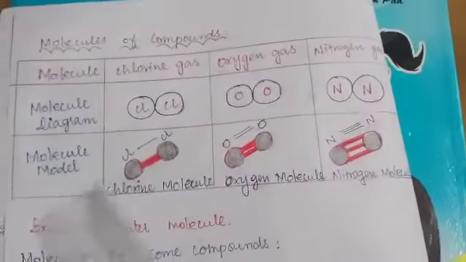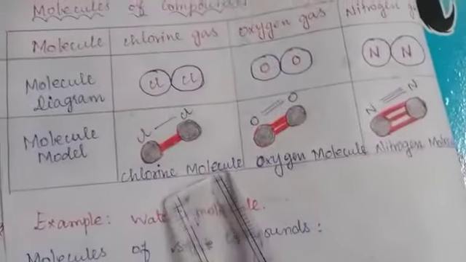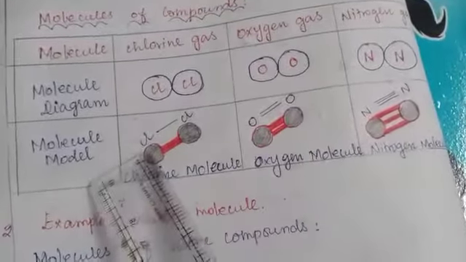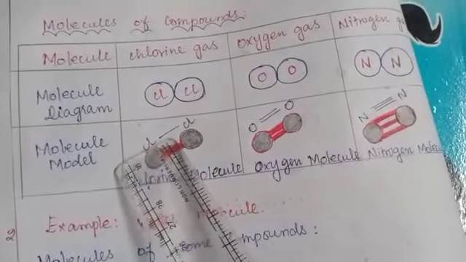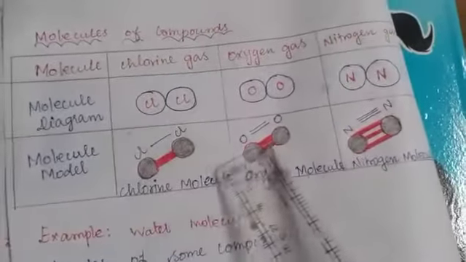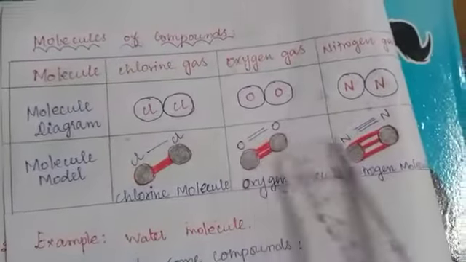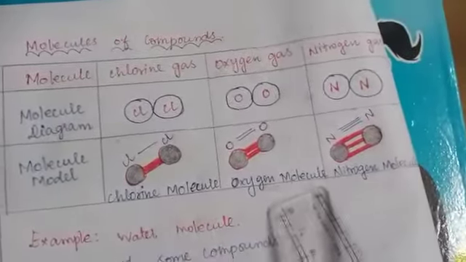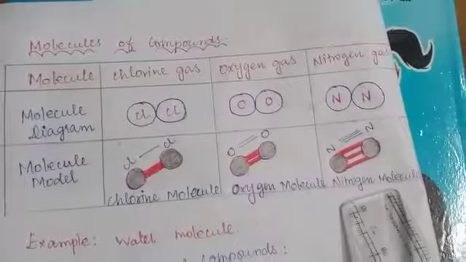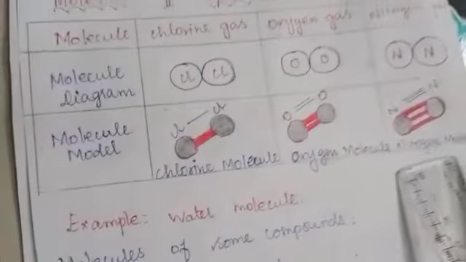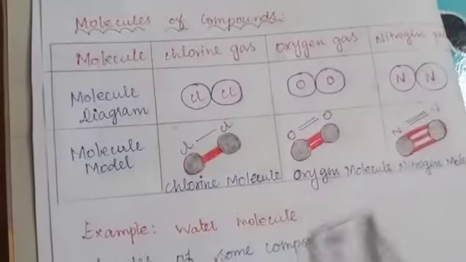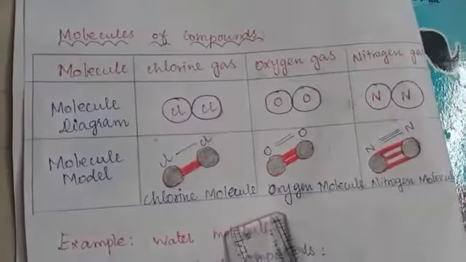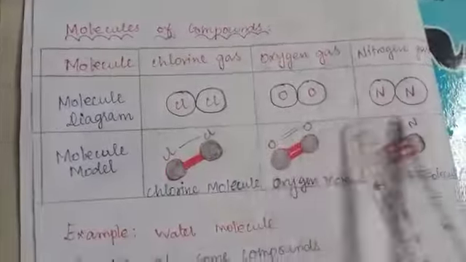This is called molecules of elements. See, this is the molecule diagram and this is the ball and stick model. Chlorine, chlorine, chemically bonded, and oxygen, double bond oxygen, and nitrogen, triple bond nitrogen. So this is a chlorine molecule, this is an oxygen molecule, and this is a nitrogen molecule. The speciality is that these gases are made up of two atoms of the same type of element.